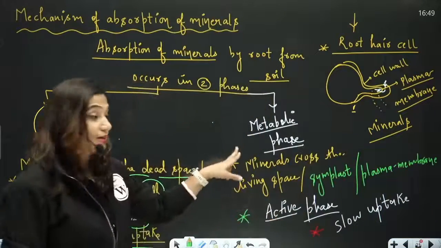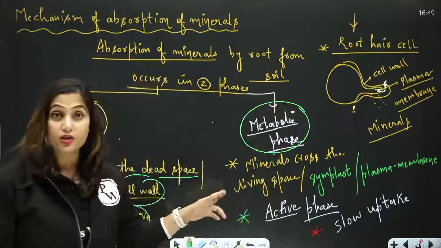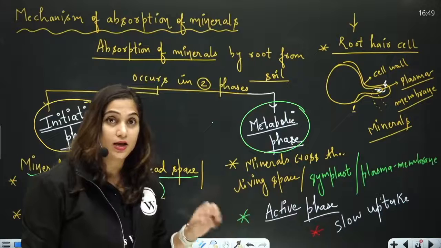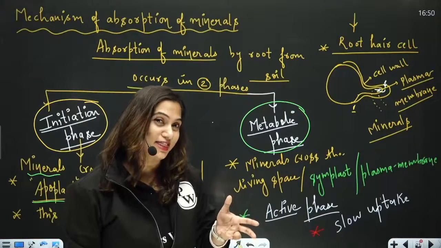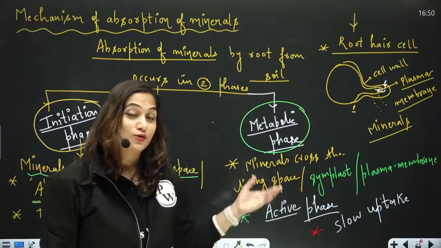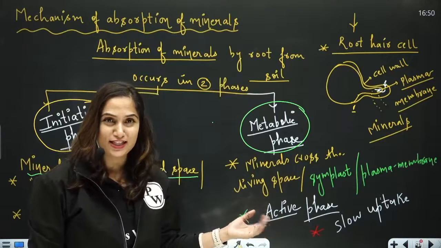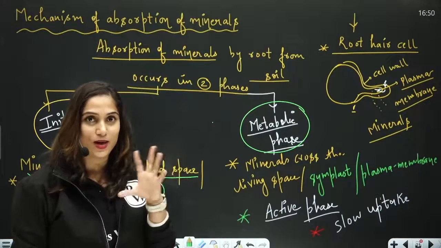But the second phase is the metabolic phase, in which the minerals have to cross the living space of the cell, that is the symplast. That means they have to cross the plasma membrane, and this is active. To cross the plasma membrane, they require energy. So this uptake is a bit slower. This uptake is slow because this requires energy.